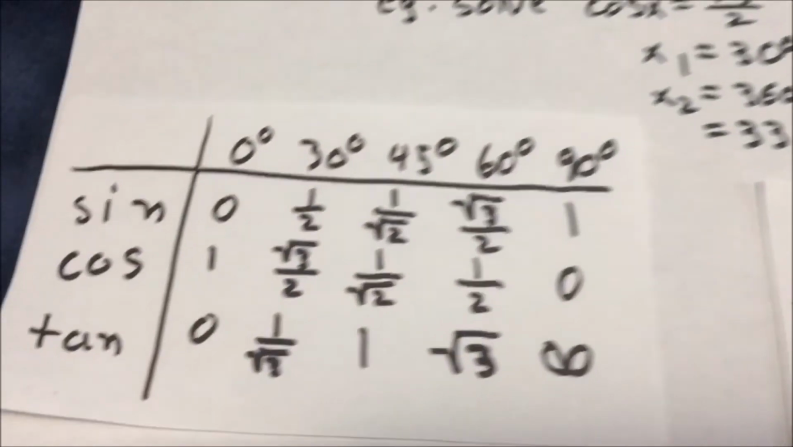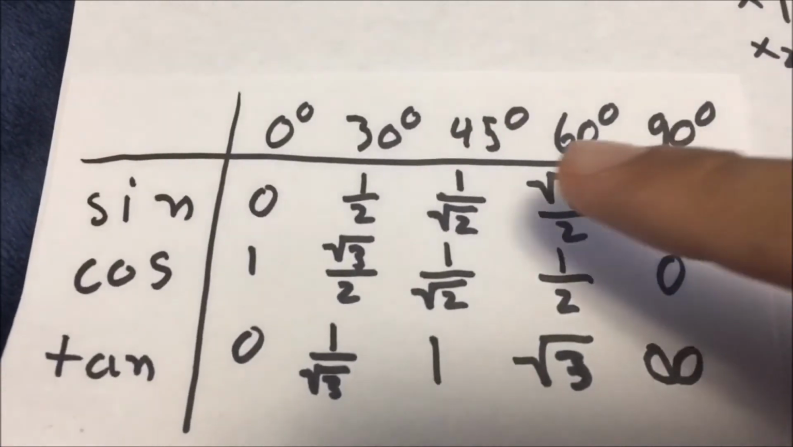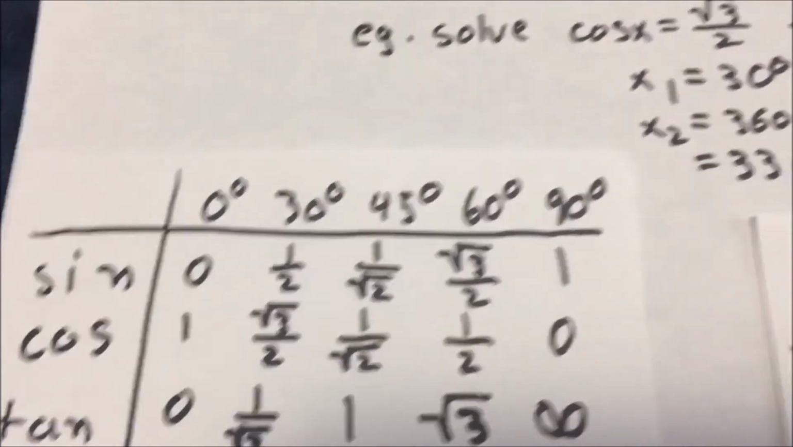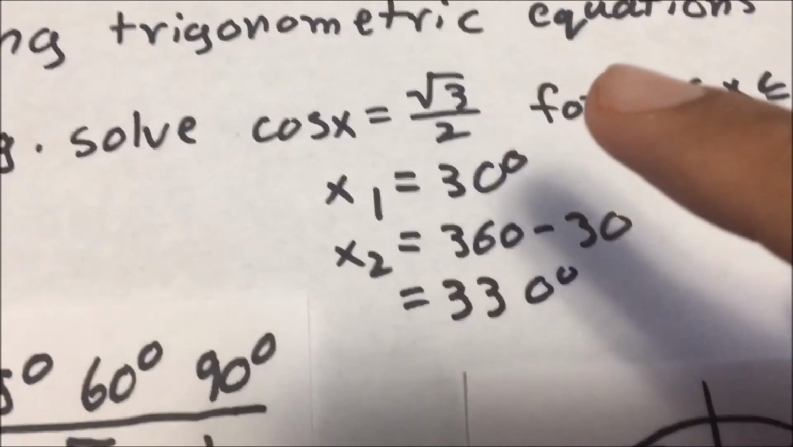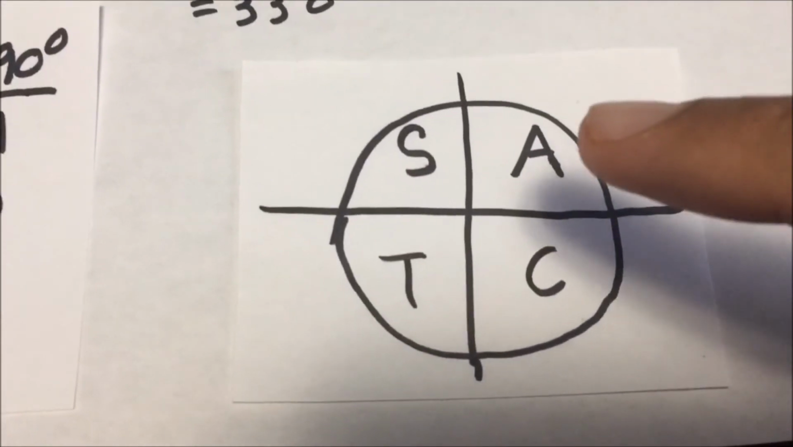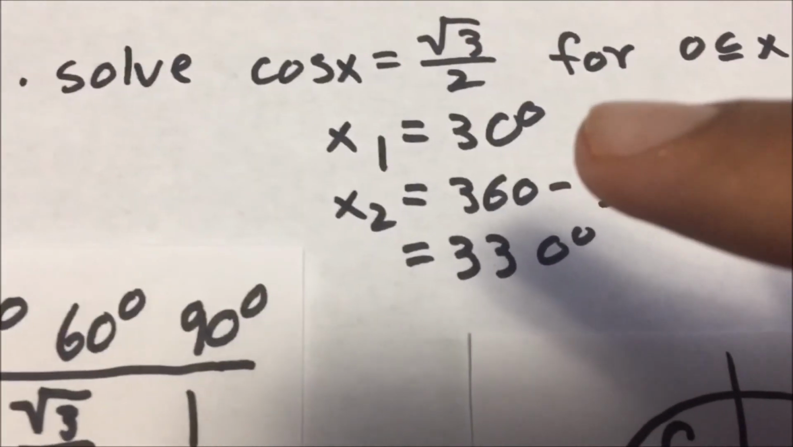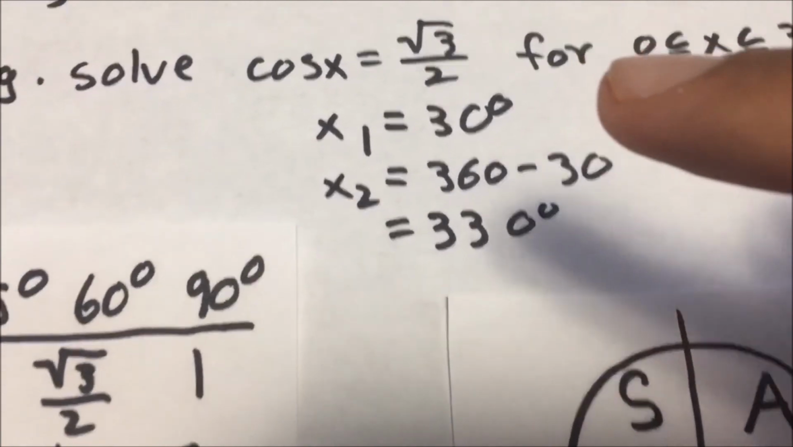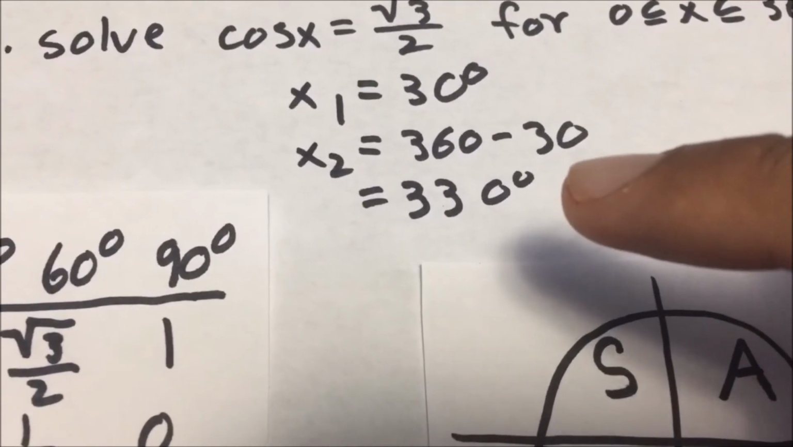By looking at the special angles chart, we know that when cos equals square root of 3 over 2, it equals 30 degrees. By looking back to the equation, we know that cos is also positive. So, the only two quadrants where cos is positive are quadrants 1 and 4. This means that the first x value is going to be 30 degrees, and our second value is going to be 360 minus 30, which gives us 330 degrees.